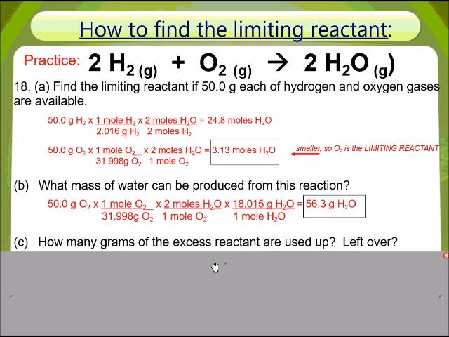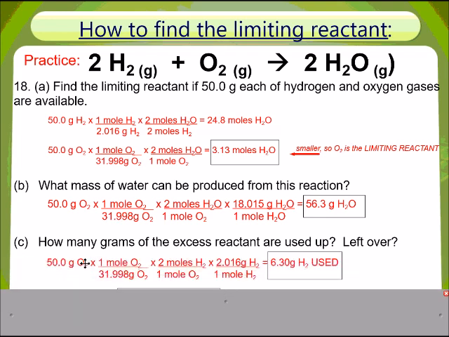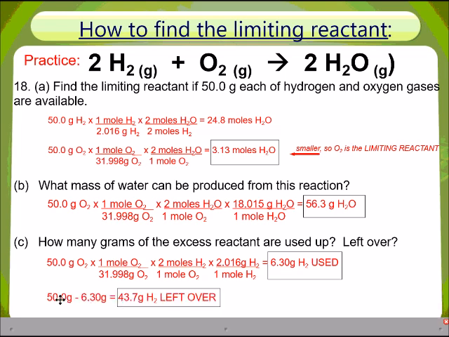The last thing they ask, how many grams of the excess reactant would be used up? Now, 50 grams of oxygen, like I said, that was my limiting reactant. So that's my starting point for these other problems. 50 grams converted to moles of oxygen. Then we do our mole to excess reactant ratio this time. This time we want to plug in the moles of the excess reactant. Then we convert the excess reactant to grams. That tells us that we would need 6.30 grams of hydrogen. If they want to know how much would be left over, we started with 50, we used 6.3, we're left with 43.7 grams of hydrogen.